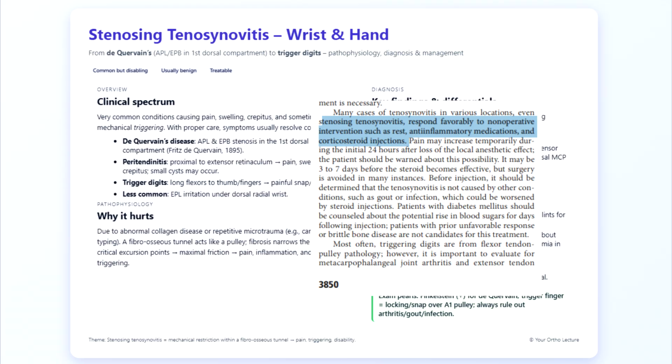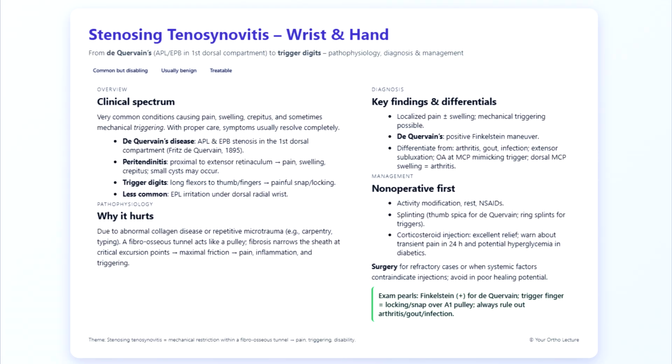It is also important to remind patients with diabetes that they may have higher risk of elevated blood sugar levels after corticosteroid injections. Surgery is reserved for resistant cases. It is typically avoided in brittle bone disease, poor healing potential, or systemic contraindications.